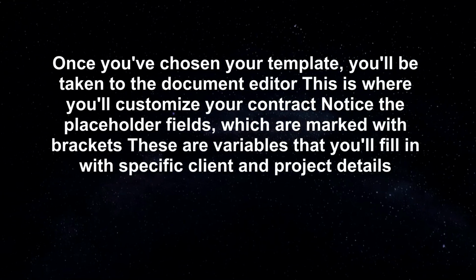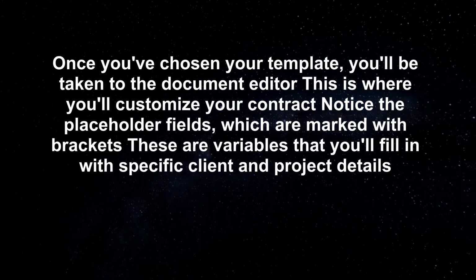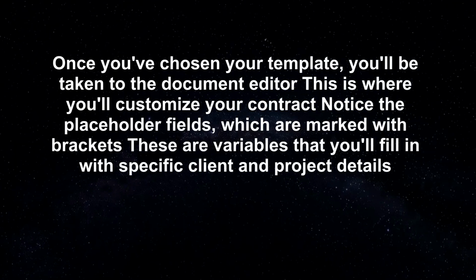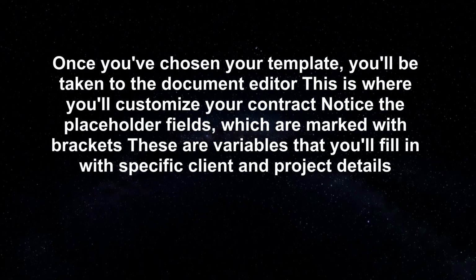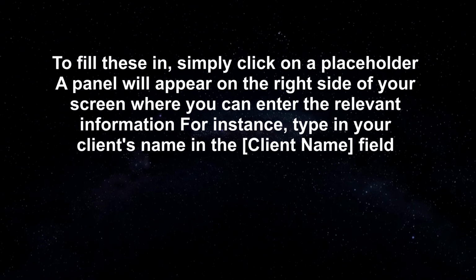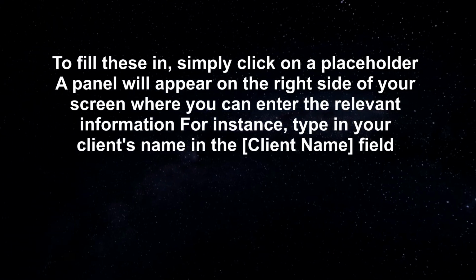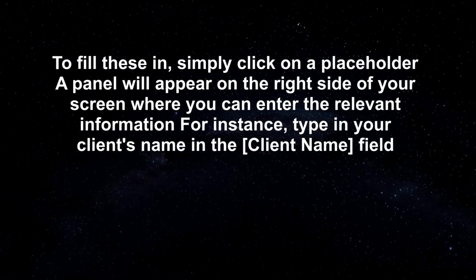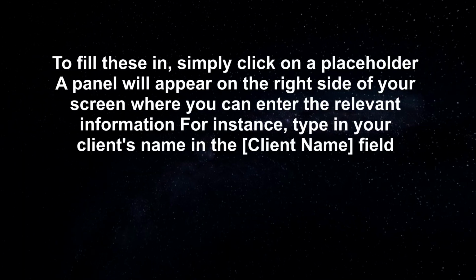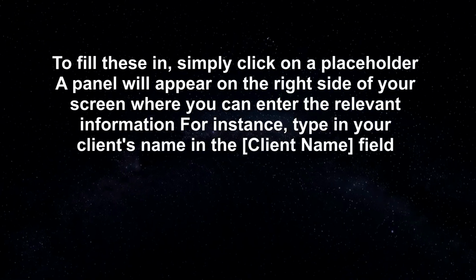This is where you'll customize your contract. Notice the placeholder fields, which are marked with brackets. These are variables that you'll fill in with specific client and project details. To fill these in, simply click on a placeholder. A panel will appear on the right side of your screen where you can enter the relevant information. For instance, type in your client's name in the Client Name field.